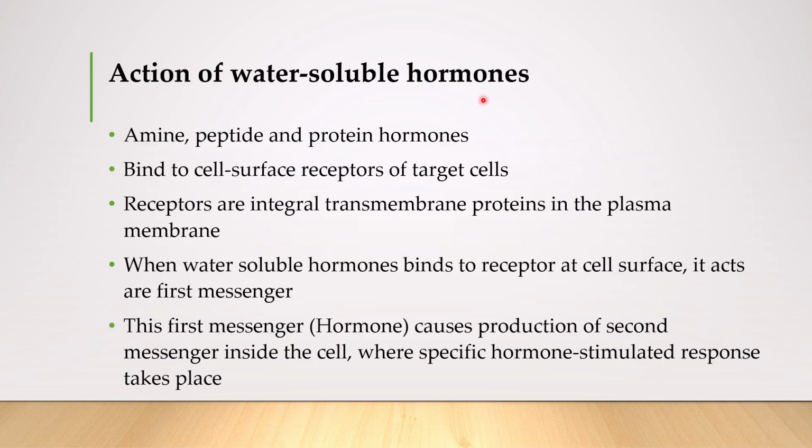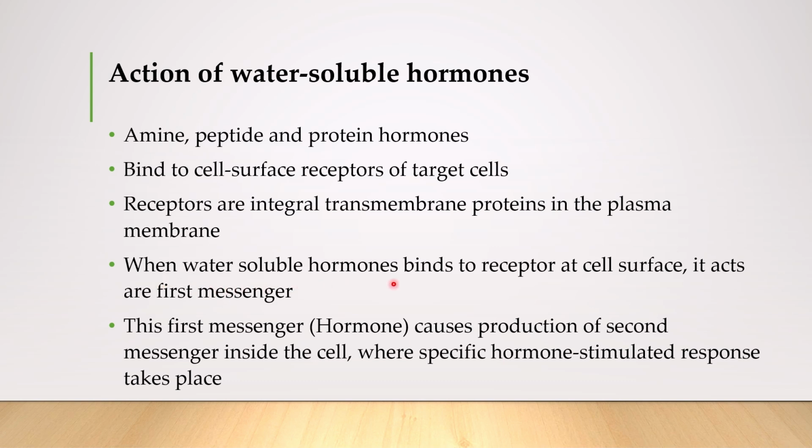Action of water-soluble hormones. Examples of water-soluble hormones are amine, peptide, and protein hormones. These hormones bind to cell surface receptors of target cells. Cell surface receptors are integral transmembrane proteins. These are the proteins which are embedded in the lipid layer of the plasma membrane. These cell surface receptors span the entire plasma membrane.